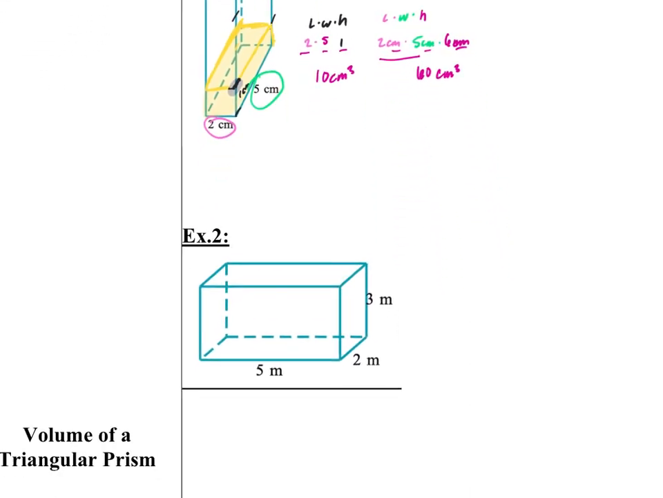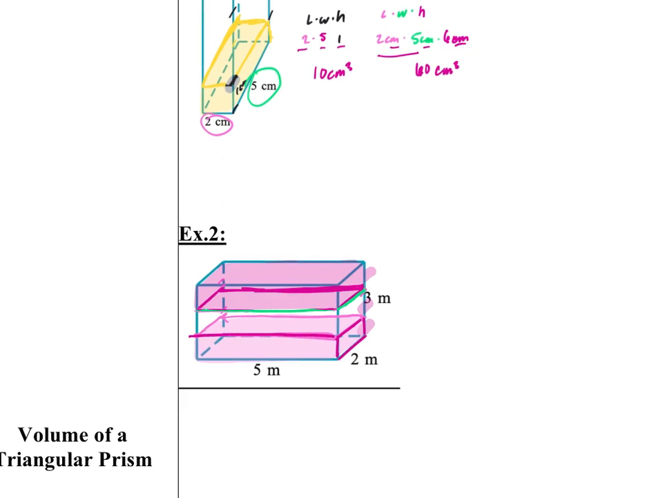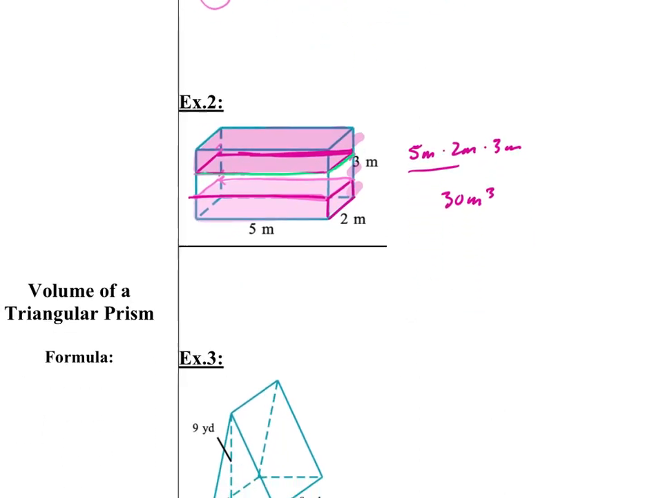So again, if we look at this one, what we're talking about is 1, 2, and 3 layers, right? Because it's meter layers of this base. So really what we're doing is the base times its height, where the base is the length times the width, which is 5 meters times 2 meters, times the height, which is 3 meters. So what we have is 30 meters cubed. That's it. That's the volume.